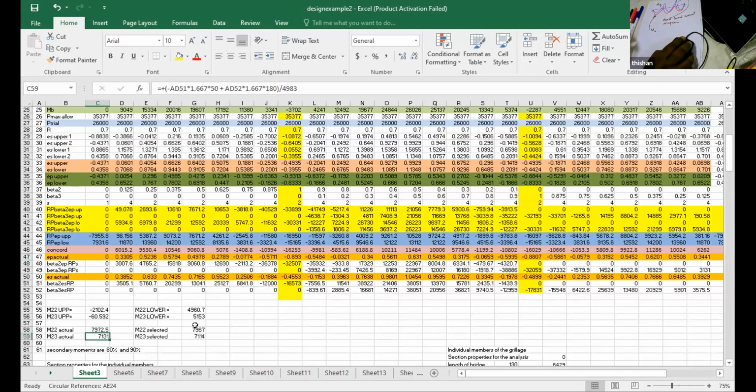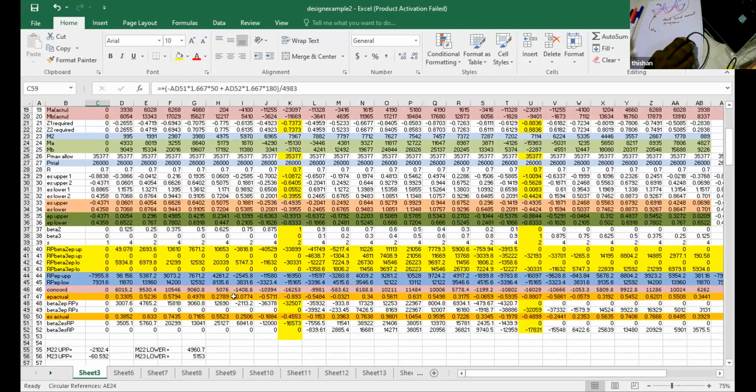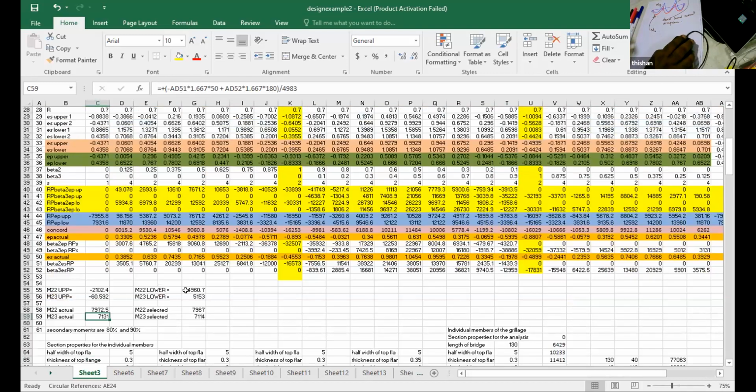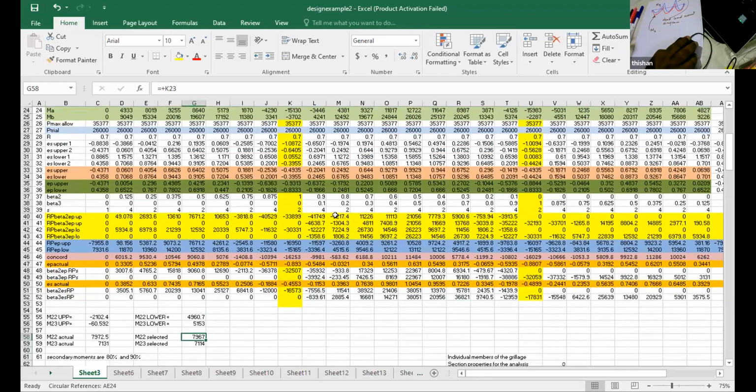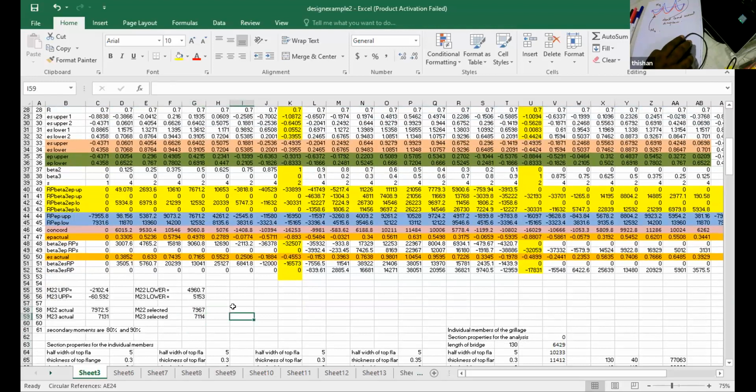And now you can compare the actual with what was assumed. The actual M2 values are 7967 and 7114. Okay, so those are the values I have selected. And then here you can see what is generated comes very close to that.